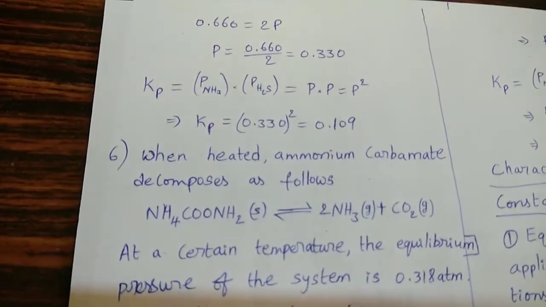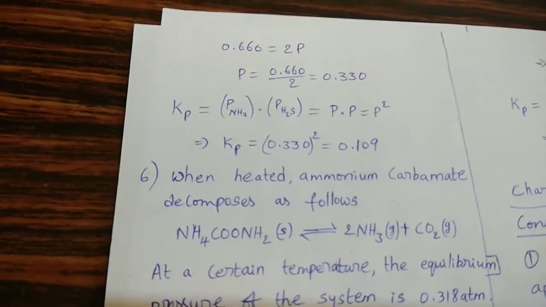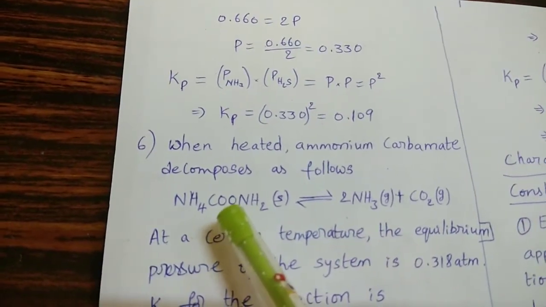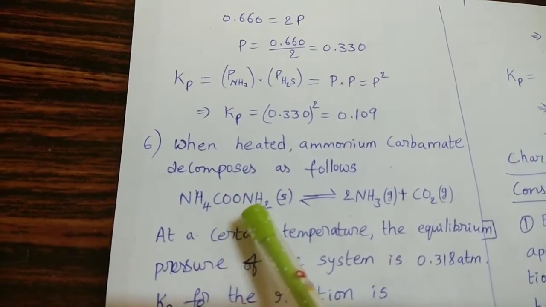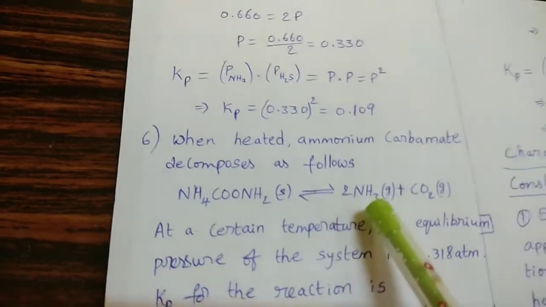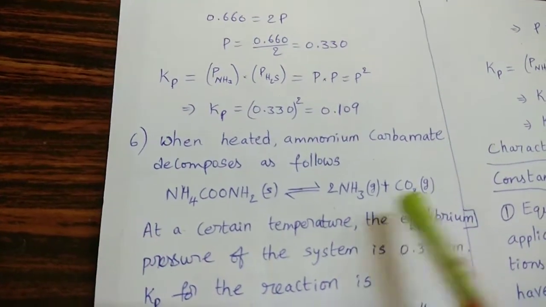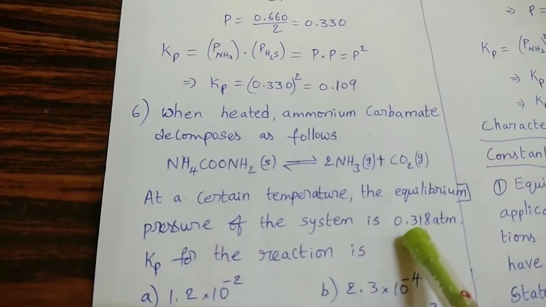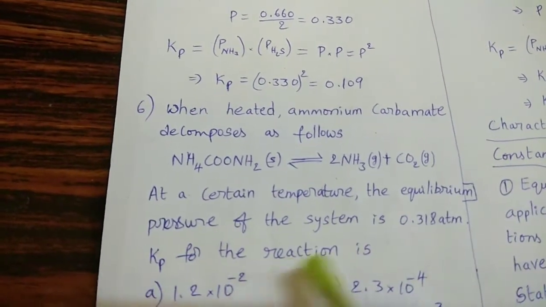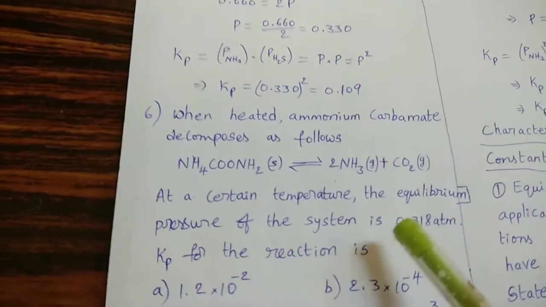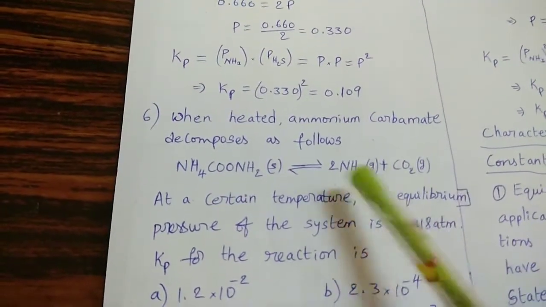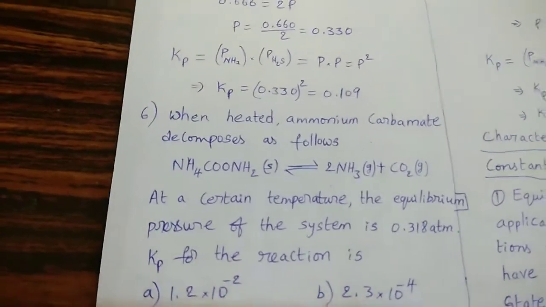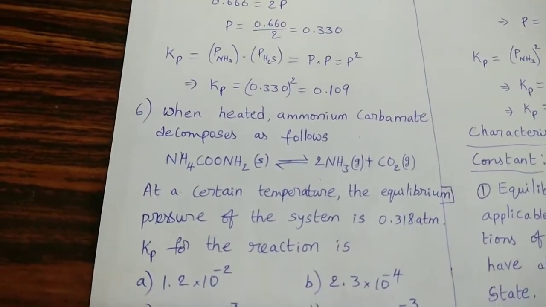Next. When heated, ammonium carbamate decomposes as follows. This is the ammonium carbamate formula. NH4COONH2 gives rise to 2NH3 plus CO2. At a certain temperature, the equilibrium pressure of this system is 0.318 atmosphere. Kp? Similar type of question, but small change. Here the equation is different from the previous question. So here also equilibrium pressure is given. Kp value we should calculate.